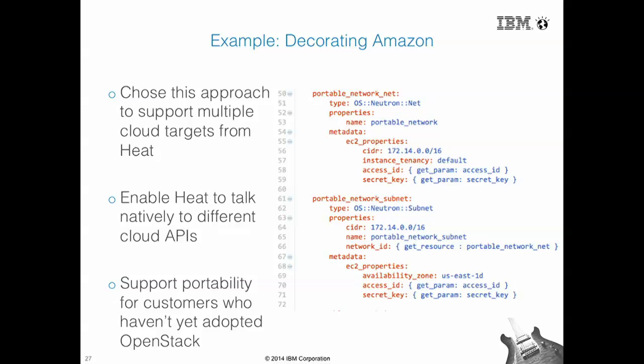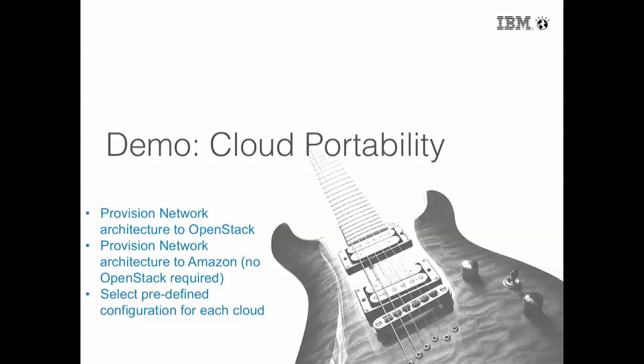So I can provision this against Heat, against OpenStack, works perfectly. But then if I go to provision against Amazon, we use the resource registry to rewrite or to change the types that are used for provisioning. And so let's see that actually in action here.